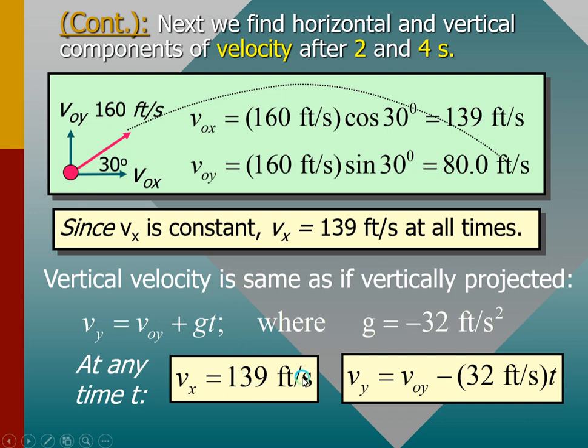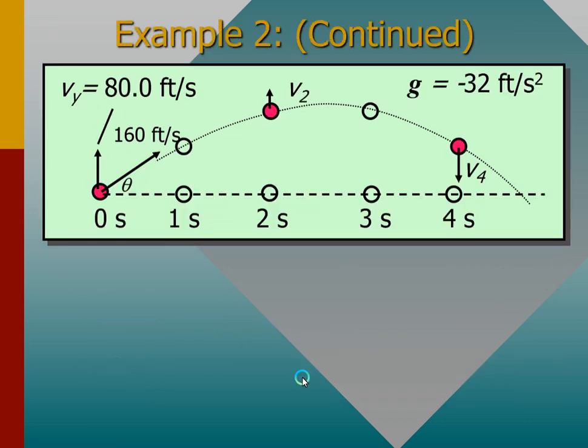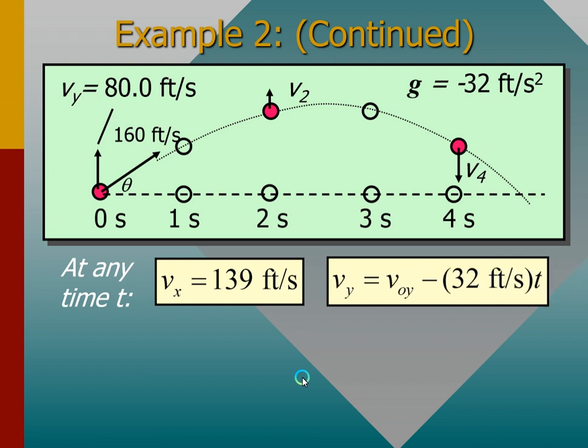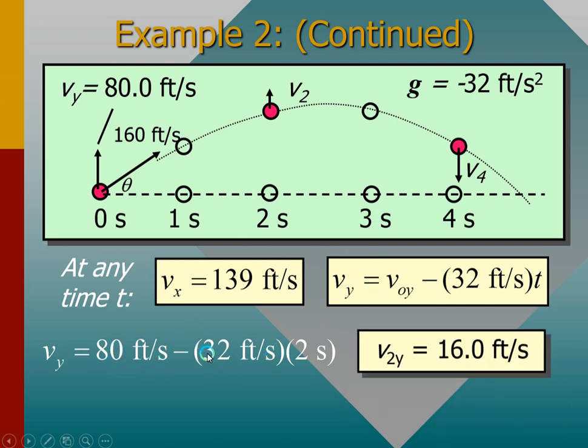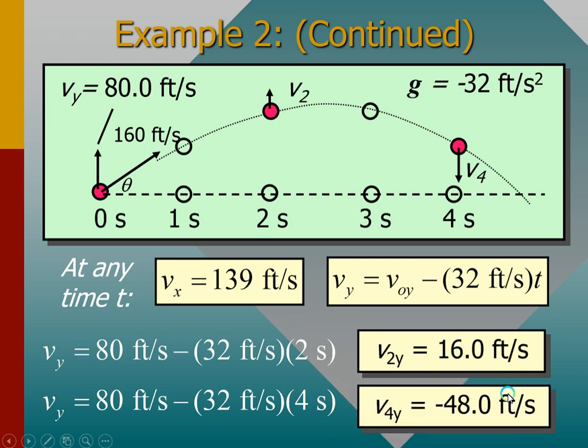So VOY, so kung i-solve natin, at 2 seconds, sa 2 seconds, ang imong VY is, okay, so 80, so substitutan ta lang sang 2, so that will be 16 feet per second. Next, 4 seconds, amo naman ni atong value. Negative 48 feet per second.